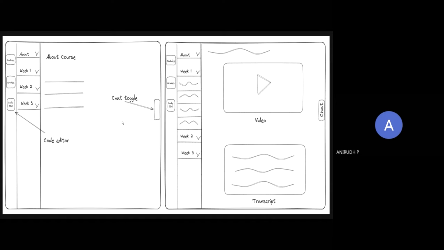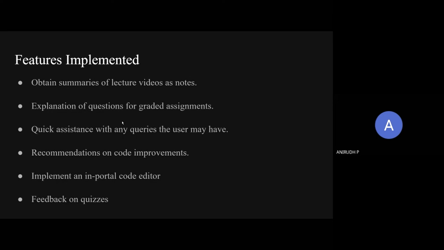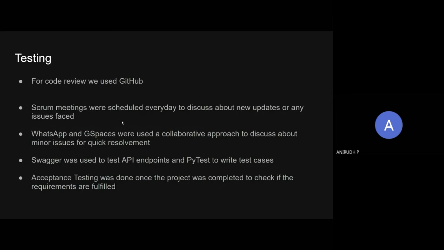For development, we used standard programming languages and frameworks that are familiar to the entire team. For the GenAI, we used Mistral Nemo because running the LLM locally was computationally very costly. So we decided on an API, and we implemented features such as summaries of lecture videos, explanation of questions and assignments, feedback for quizzes, and we also implemented an in-portal code editor.